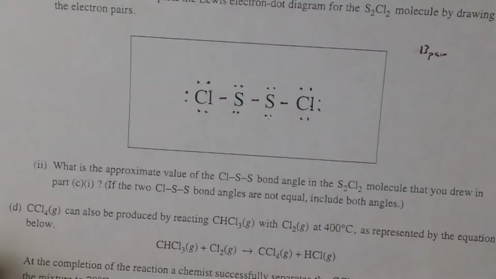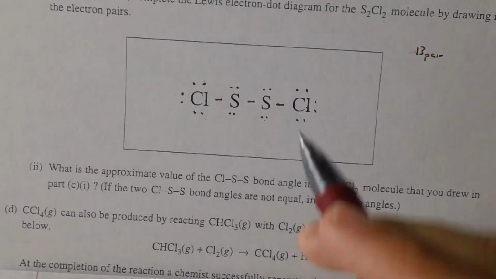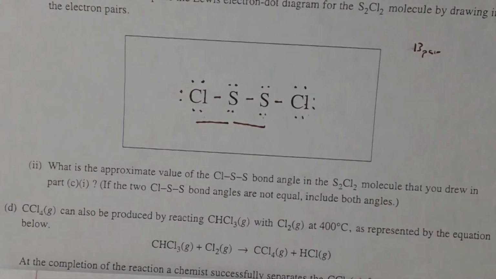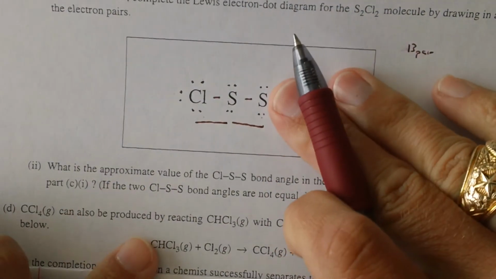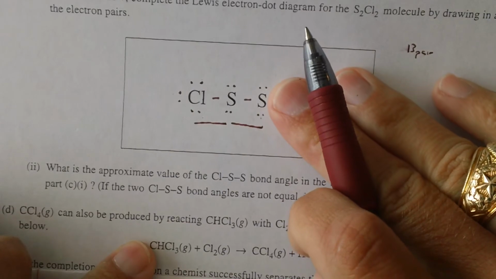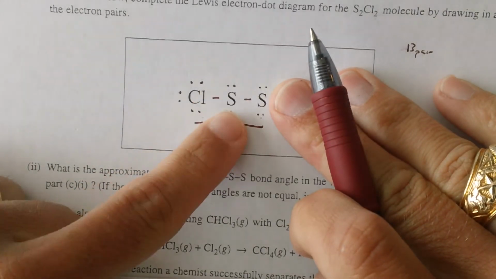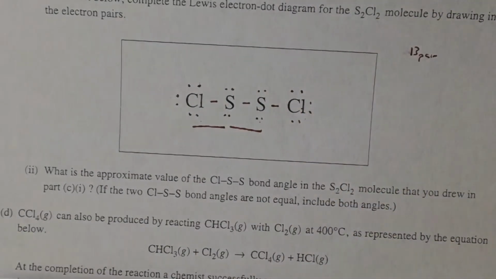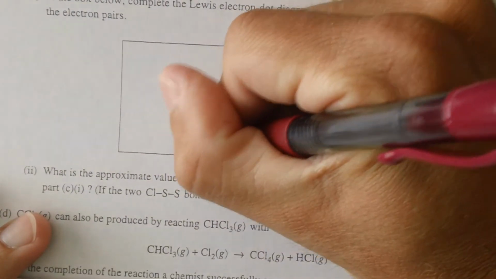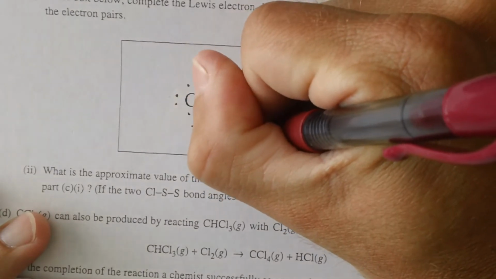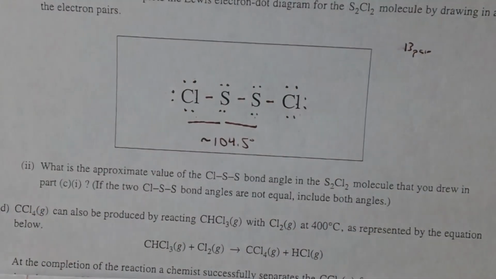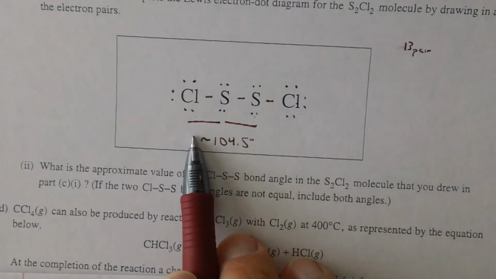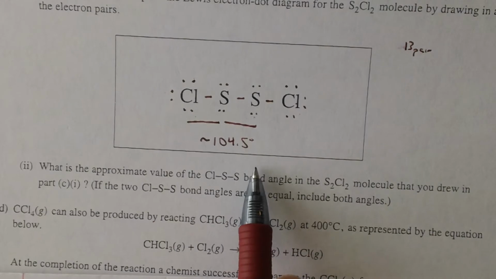Then it says, number 2, what is the approximate value of the chlorine to sulfur bond angle? What's the bond angle here for those 3 elements? And so we look at the central element, the sulfur. It has 4 domains, 2 bonded domains and 2 lone pairs of electrons. And so if you have 2 bonded things and 2 lone pairs of electrons, it's approximately 104.5 degrees. It's not exactly that, but it's approximately that. They gave you credit for anything between 104 and 110 degrees there.